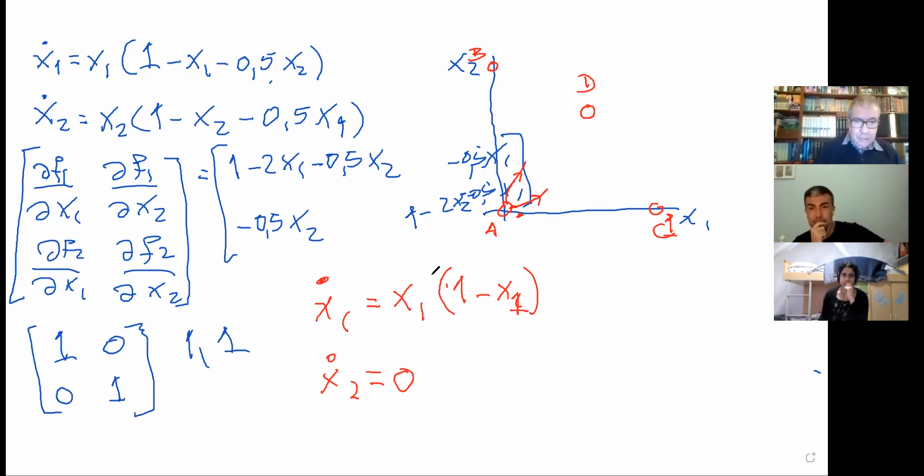So this is positive. What about 1 minus x1 if you are here? It's positive. So x1 dot is what? Positive. And what happens to x1? Increases. So you are going this direction, always over the axis, because x2 dot is 0. Now, if you start here, what happens?